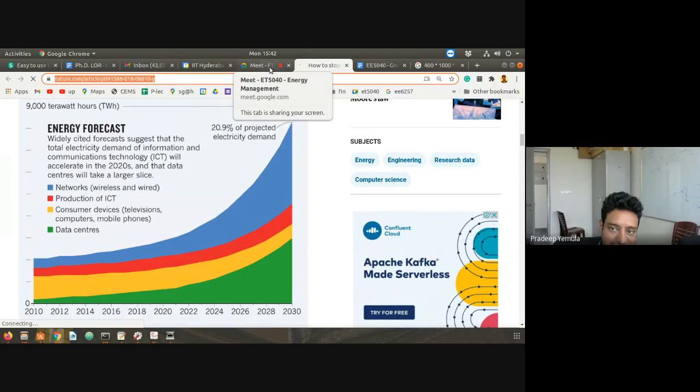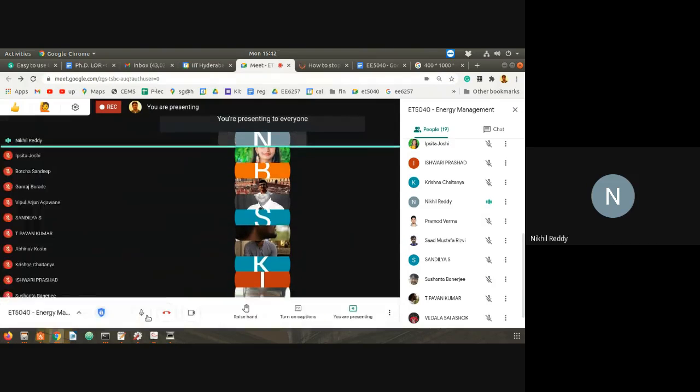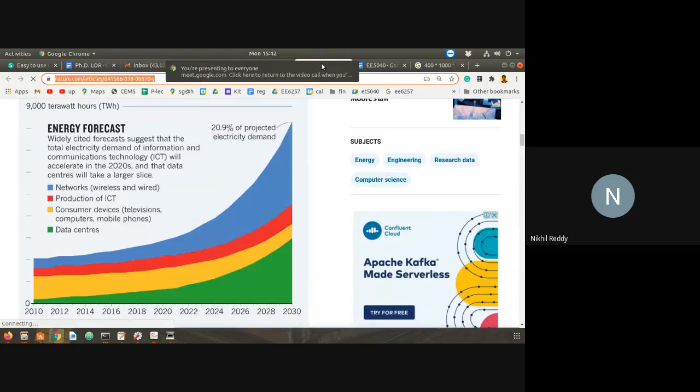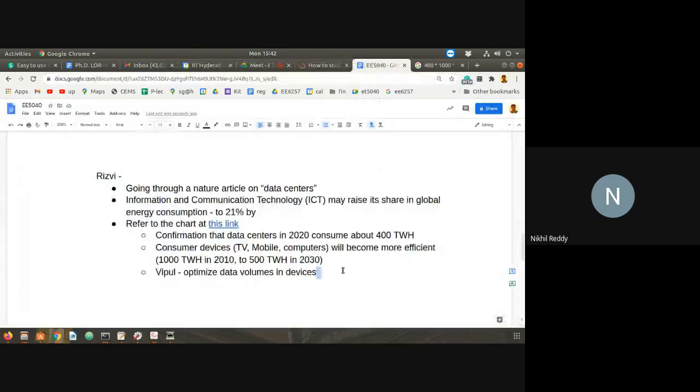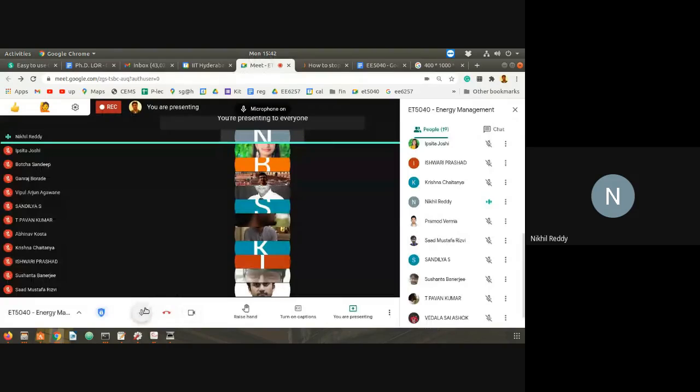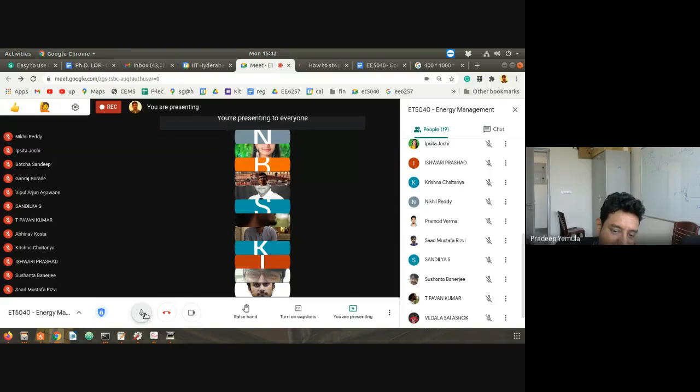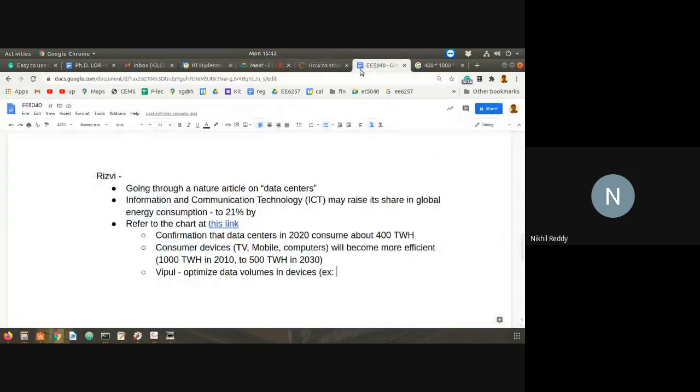Anybody wants to discuss on this point? Yes, sir. As Vipul just brought up, people are moving a lot to mobile devices these days from laptops. That could be another reason why they are predicting a decrease in the energy consumed by devices. Rather than using a laptop, if someone uses a mobile, the energy consumption will be less. Overall the number of devices will increase, but devices which consume less power, that is mobile phones, will increase and computers might decrease. I think that might be one of the reasons why they're projecting a decrease.